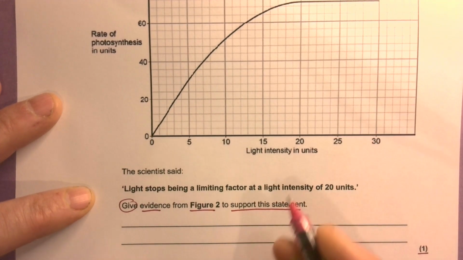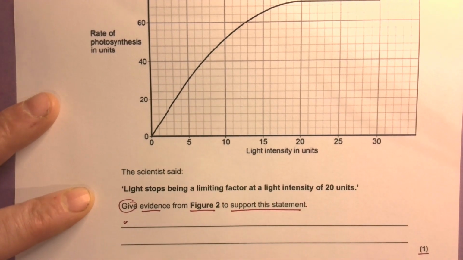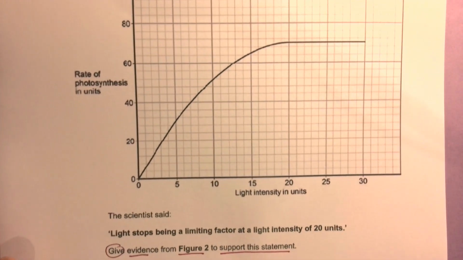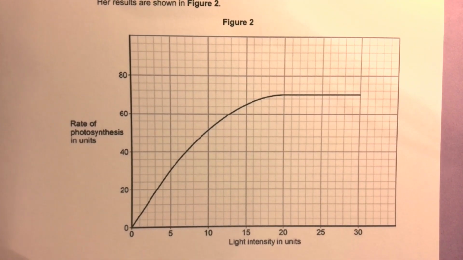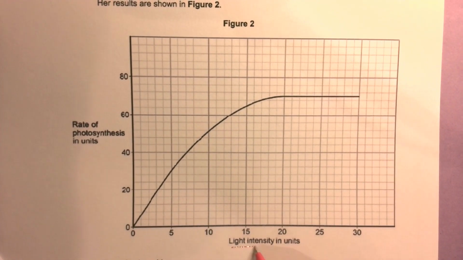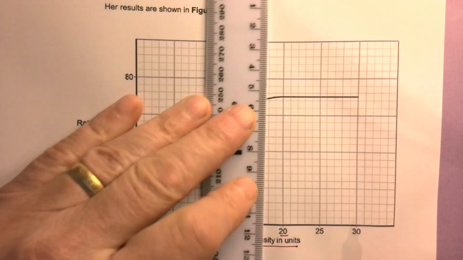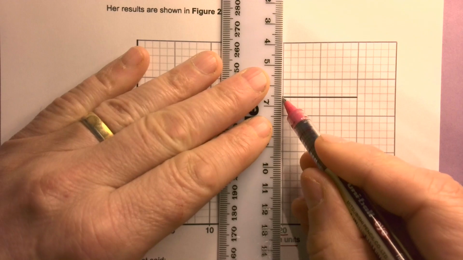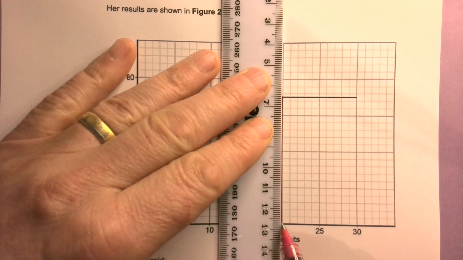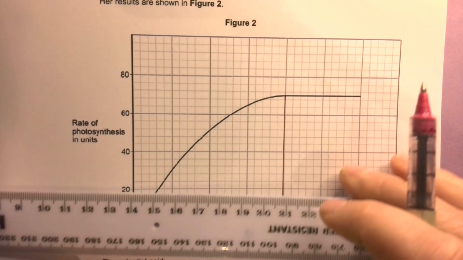Okay, so figure 2 is the graph here. It's only worth one mark, so 1 bullet point. So light stops being a limiting factor at 20 units. Okay, so there's light intensity in units, 20's here. So I've got to give evidence from this. That means effectively use this. So if I go up there and see 20, what happens at 20?